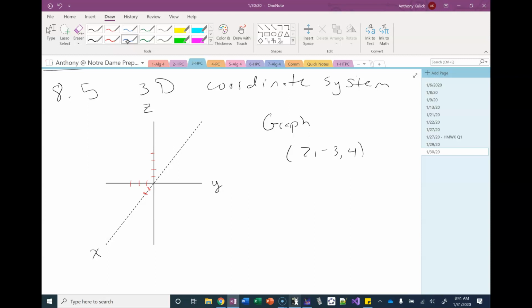All right. So what I'm going to do is draw a line starting at the point 2, 0, 0, and I'm going to draw that line parallel to the y-axis. Then I'm going to take the point 0, -3, 0, and draw a line parallel to the x-axis.